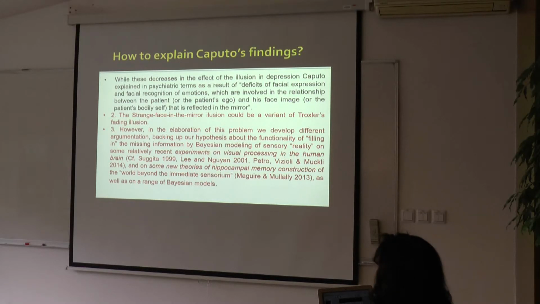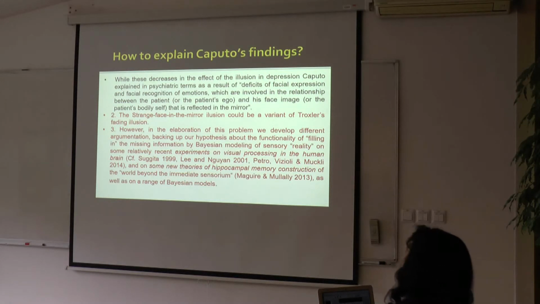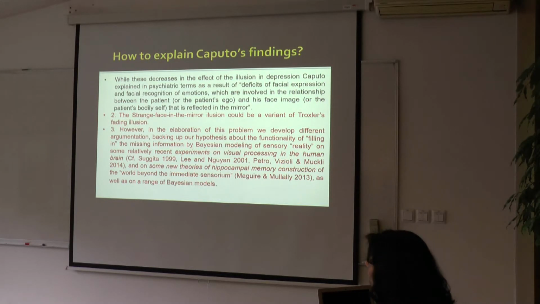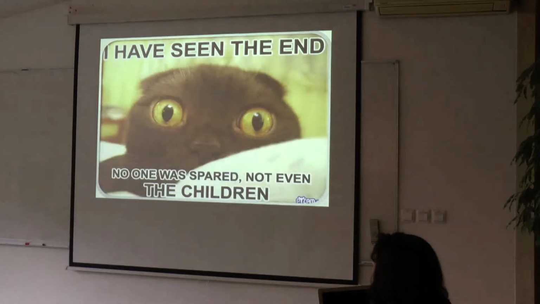Of course, he says in psychiatric terms that it's the result of deficits of facial expression and facial recognition of emotions, which are involved in the relationship between the patient's ego and his face image, or the patient's bodily self and its reflection in the mirror. But my opinion is quite different. I think this problem should be elaborated differently, and the missing information by Bayesian modeling of sensory reality is what actually describes Caputo's finding.